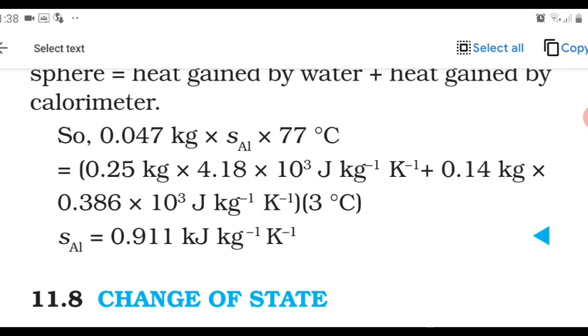Now we need to solve this equation and get that S_Al. So we get S_Al as 0.911 into 10 cube joule per kilogram per Kelvin. That's what is written as 0.911 kilojoule per kilogram per Kelvin.